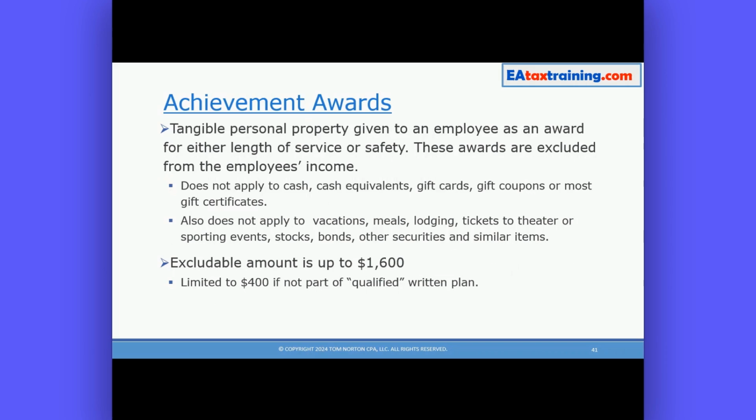These types of things, tangible personal property that is given to people, are excludable up to $1,600. It's limited to $400 if this is not part of a qualified written plan. Big companies are usually going to have a written plan that spells all this out and who's eligible and so forth. So as long as you have one of those plans, it's $1,600. If you don't have one of those plans, it is limited to $400.